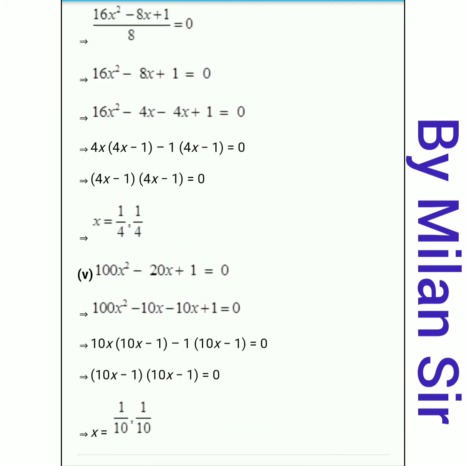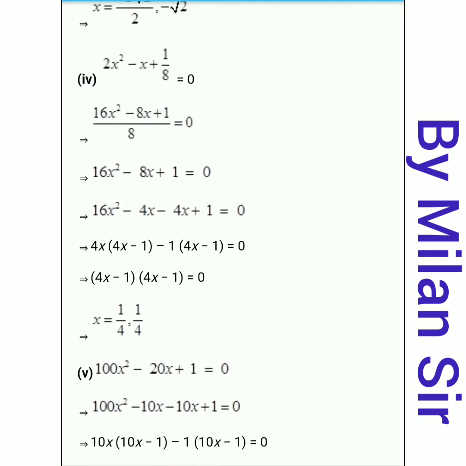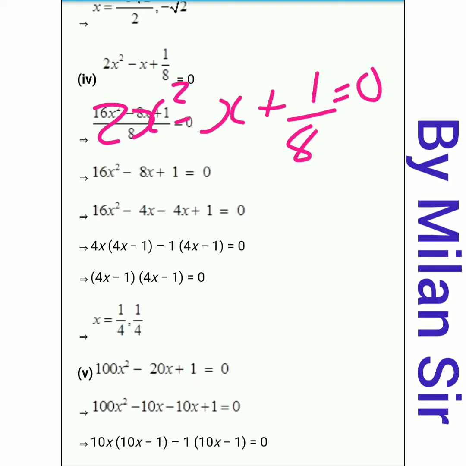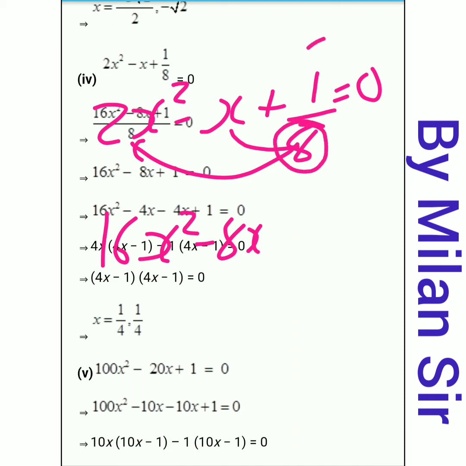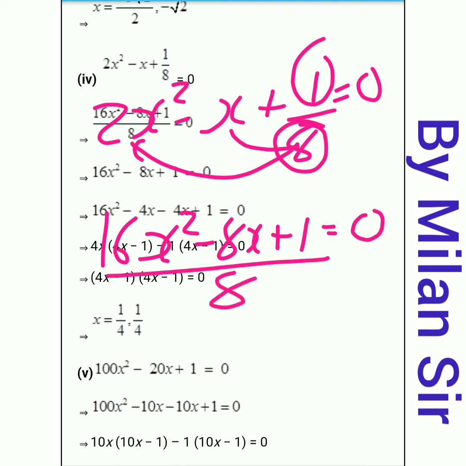Then question number 4: 2x square minus x plus 1 upon 8 is equal to 0. Here, first of all, we can take the LCM. So this 8 is multiplied with this 2, so 16x square. Then 8 is multiplied with this x, so 8x. Here 8 is already present, so we only need to write the numerator plus 1 is equal to 0, and divide by 8.